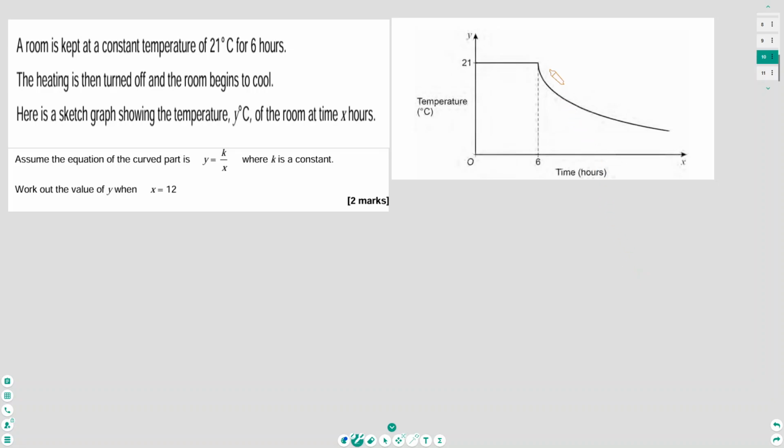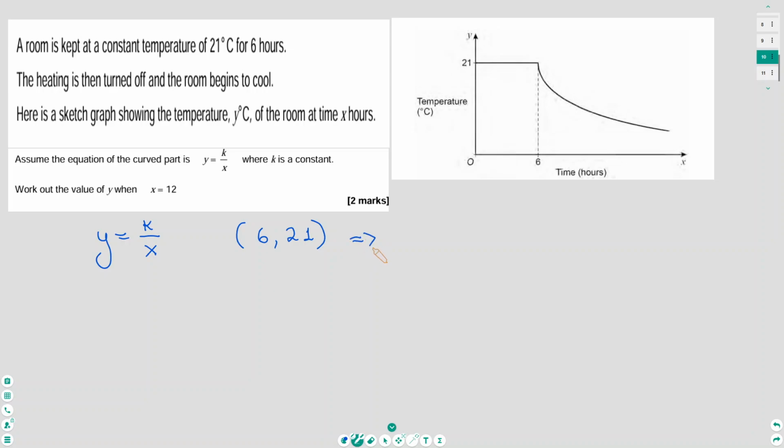So we're going to use the curve and find the value of k, the constant, and then once we have found the equation, we can find the value of y. We have a point on the graph that we can use. The point is (6, 21). So when the time is 6 hours, the temperature is 21 degrees. We can use this point to find the value of k.